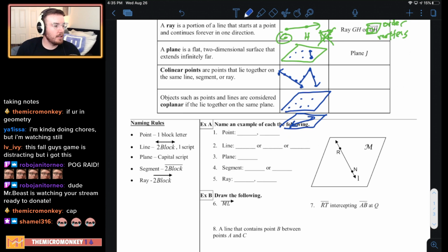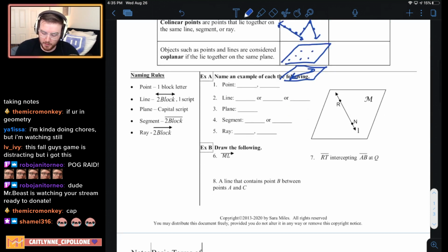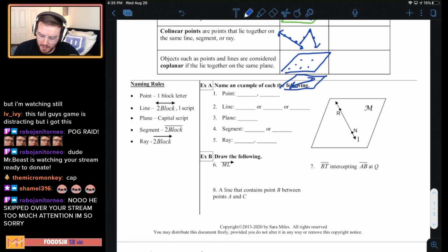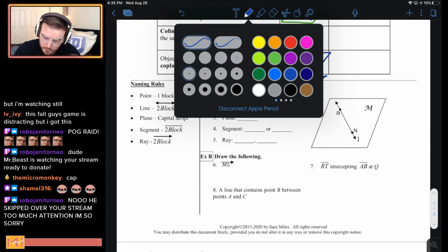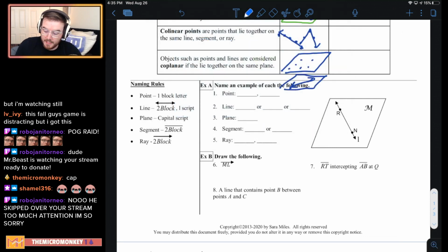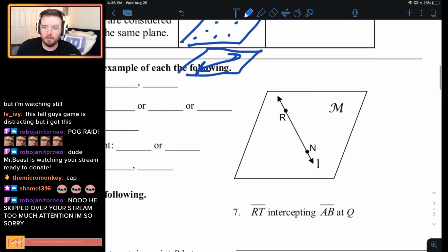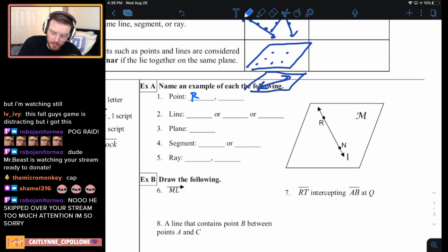Okay, so the assignment that we're gonna do in class is pretty straightforward. Initially, we're just gonna be naming objects. So here's some examples of some problems. Example A: name an example of each of the following. So what is a point? Here's this picture. What is a point that's on this plane? Name a point. Well, point R, right? That's one point. What's another point? Point N. So those things are points, right? I'm not blowing your mind here, right? I highly doubt I'm blowing your mind. So those two things are points.